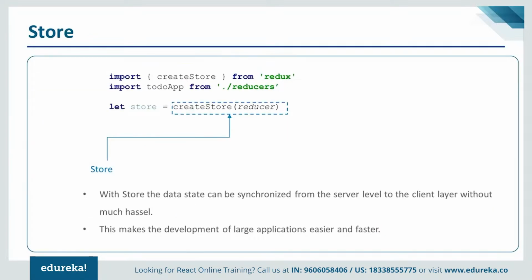With the store, the data state can be synchronized from the server level to the client layer without much hassle, which makes the development of large applications much easier and faster. So that is how we declare the store in Redux. Let store, where let is a keyword. Let and const are new keywords introduced in ES6 specifications. So let store equal createStore, which takes the reducer function as an input parameter.